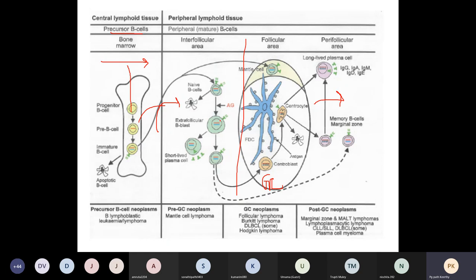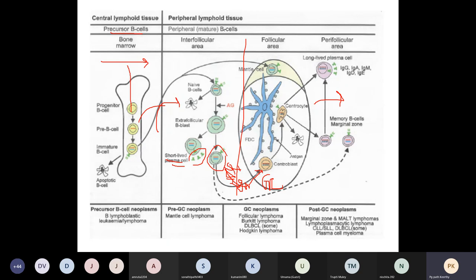This extrafollicular blast has two fates. One is short-lived plasma cells, which will produce the immunoglobulin, and one will become your centroblast. See, this has become the centroblast, which has undergone somatic hypermutation, SHM, and it has the ability to switch your immunoglobulins, that is IgM to IgG. So that's what they're explaining. Now you'll understand this diagram.